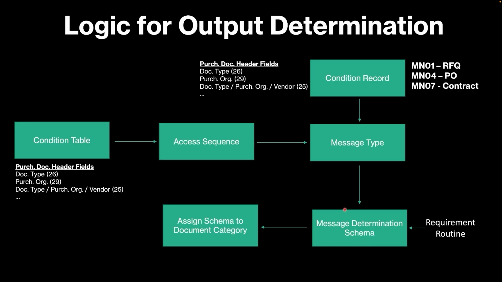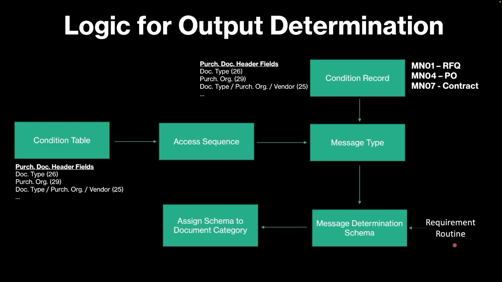Now, one more thing that this message determination schema will contain is the requirement routine. Now, what is this requirement routine? Let's say that you've entered 10 message types in your message determination schema. Not all message types will be applicable for your current purchasing document. Let's say that you have created a purchase order and you want to take a printout to send it to vendor. So this operation should not trigger your message type for reminder letters because you're not sending reminders.